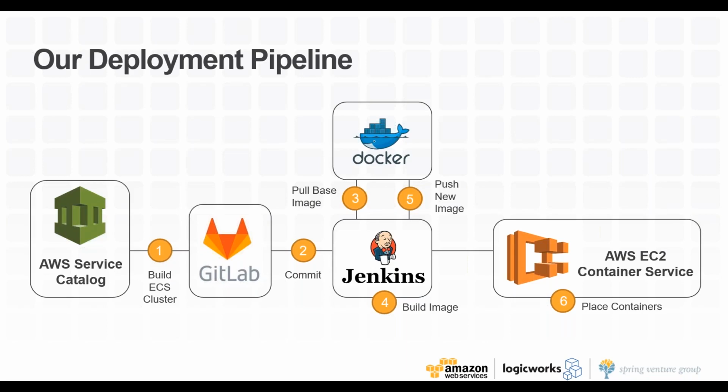We would either through API or through the console use the Service Catalog to stand up a new ECS cluster. A lot of times though, we're just deploying or redeploying a container into an existing cluster. In that case, we would start with checking our software into our source repository. Once we do that, that would be merged into a branch, would kick off a Jenkins build.